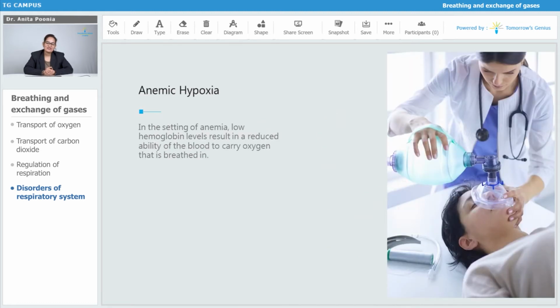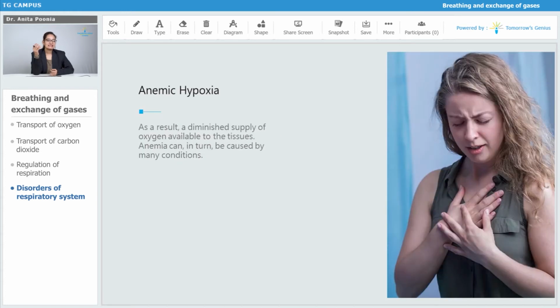Talking about another type of hypoxia, that's anemic hypoxia. In the setting of anemia, low hemoglobin levels result in reduced ability of the blood to carry oxygen that is breathed in. As a result, there is a diminished supply of oxygen available to the tissues, and anemia can in turn be caused by many other conditions.